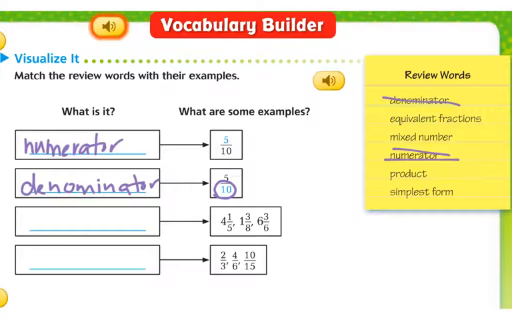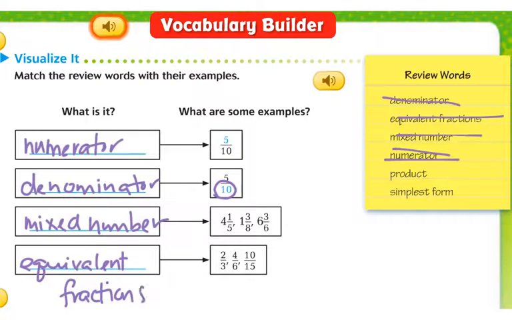Next, we have a set of mixed numbers: 4 and 1/5, 4 and 3/8, 6 and 3/6. These are all examples of mixed numbers, so we're going to write down mixed number on the line. And next, we're going to go on to the last, where we see 2/3, 4/6, and 10/15, and all of those are equivalent fractions. So we're going to write down equivalent fractions.